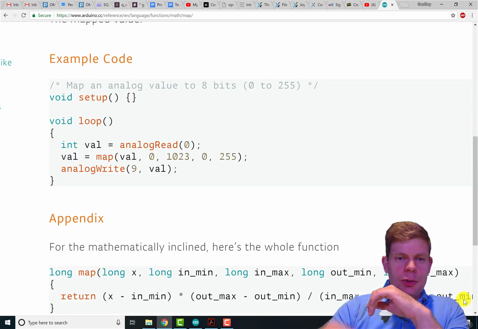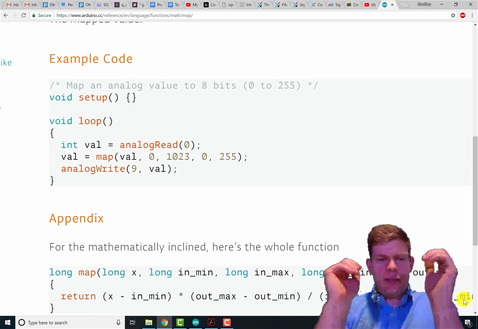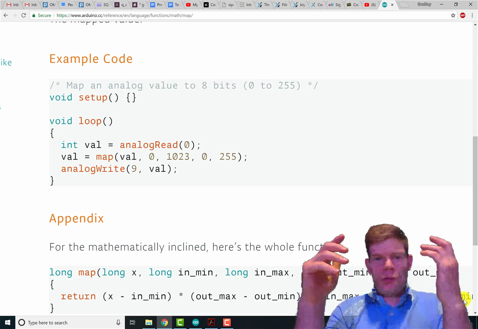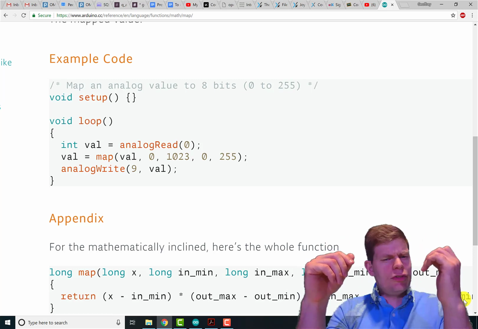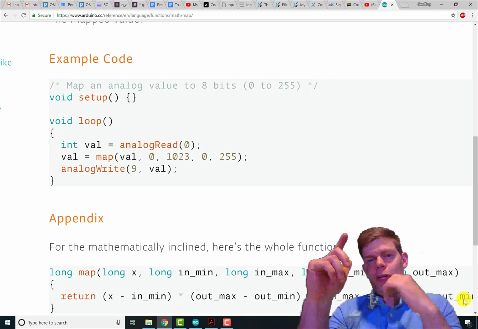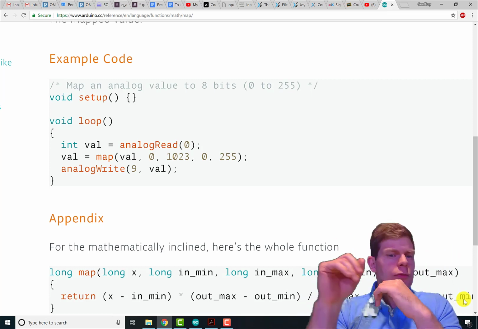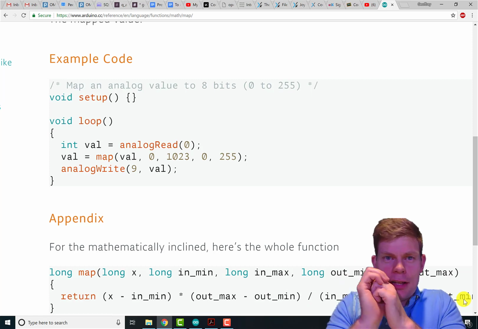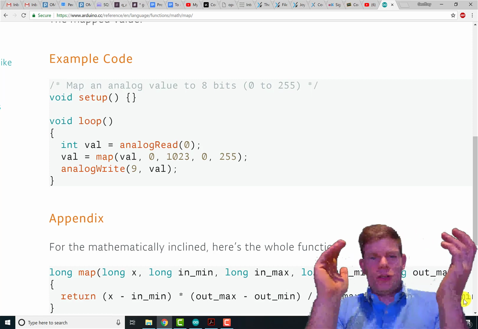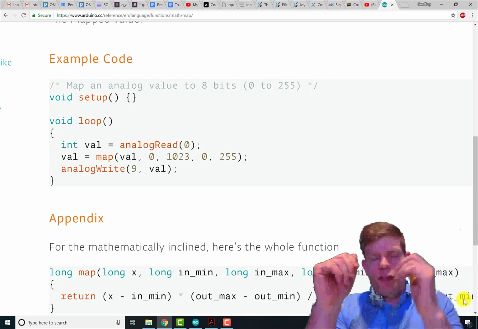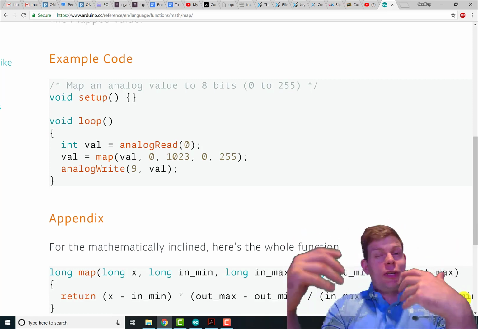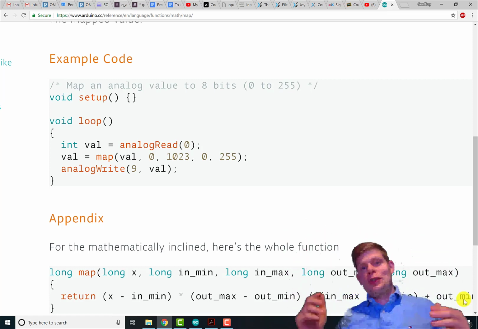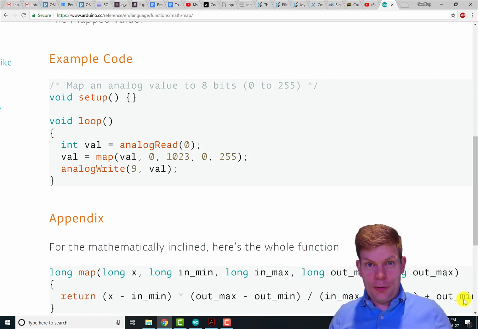So here's their sample code. It makes an integer called val equal to the analog read of 0, which should probably be A0, but whatever. Then they convert that value into a different range so they can use it in analog write, because as you remember, analog read will give you a number between 0 and 1023, but if you want to analog write something, you need a number between 0 and 255.